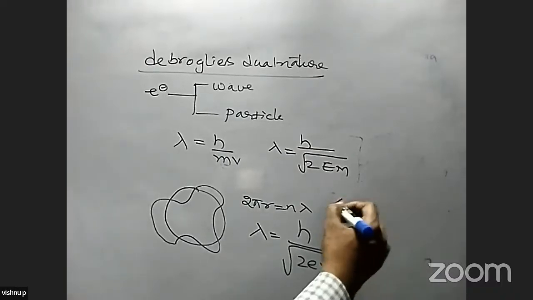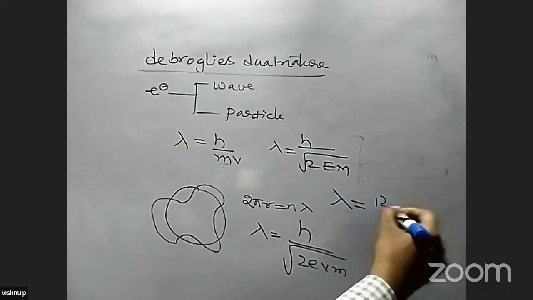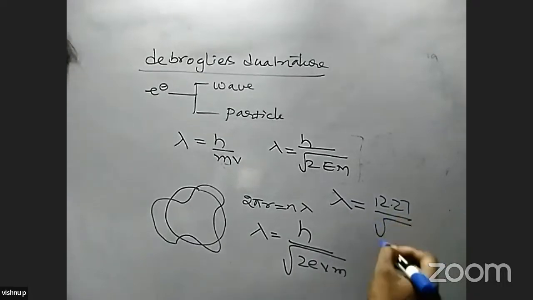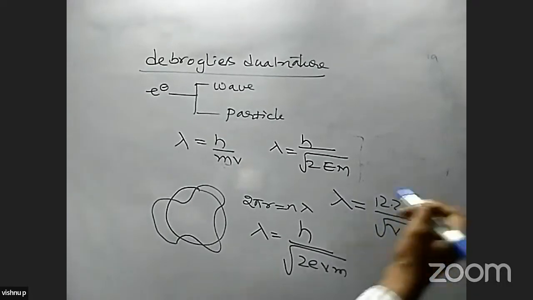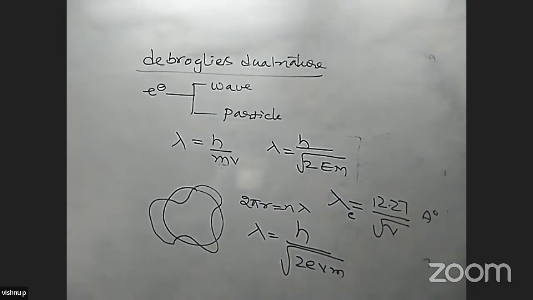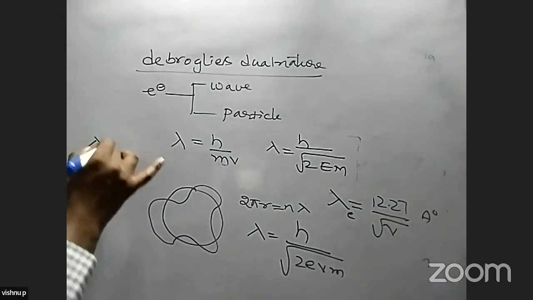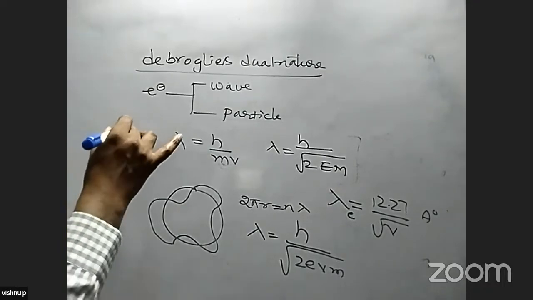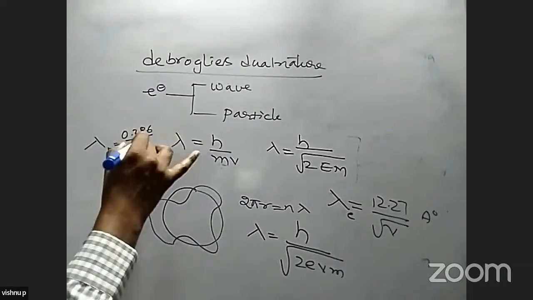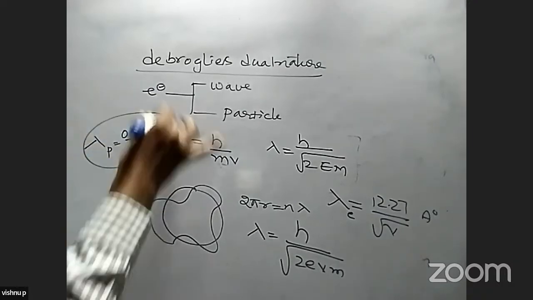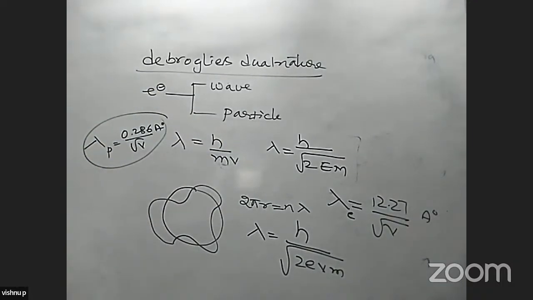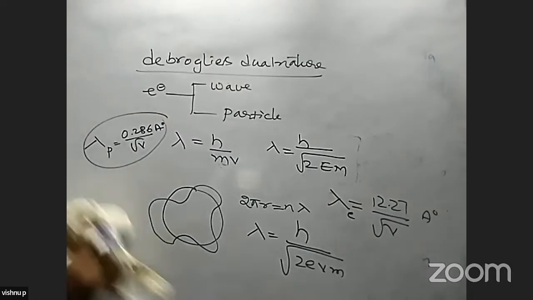So for an electron, generally the lambda value is equal to 12.27 by root V in angstrom units. This is for the electron. What is it for a proton? The lambda value for a proton is equal to 0.286 by root V in angstrom units. These are the wavelength values in the case of electron and proton. So what is the meaning of wave in phase? 2 pi r should always be equal to n lambda, that is called wave in phase.